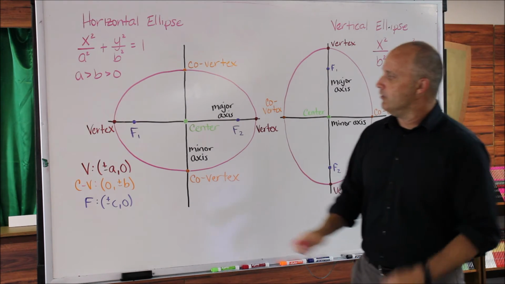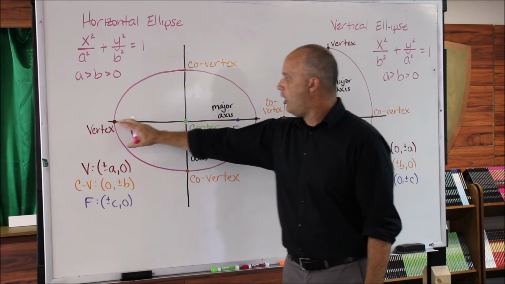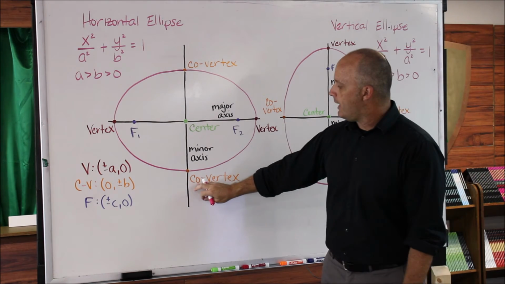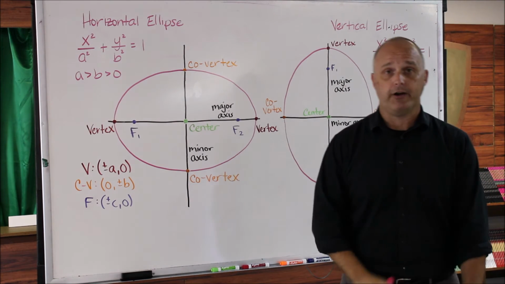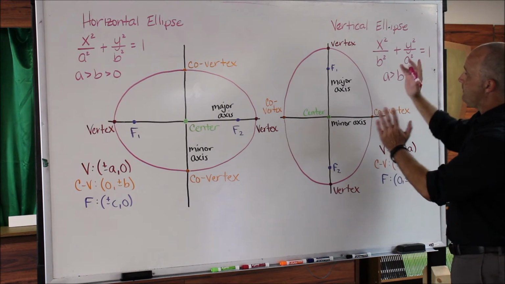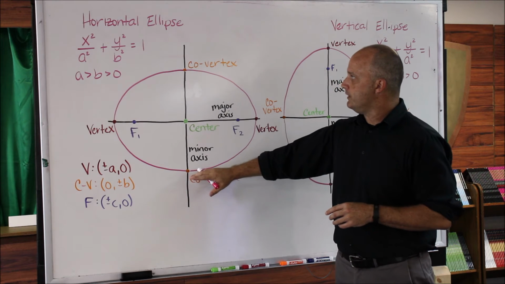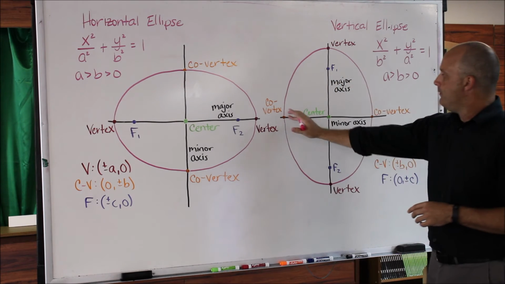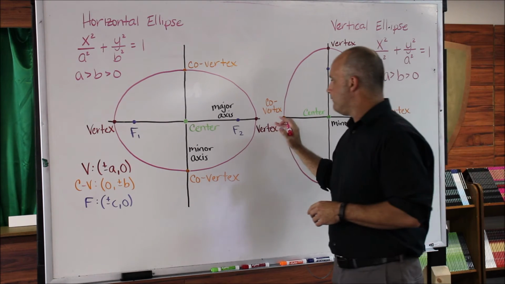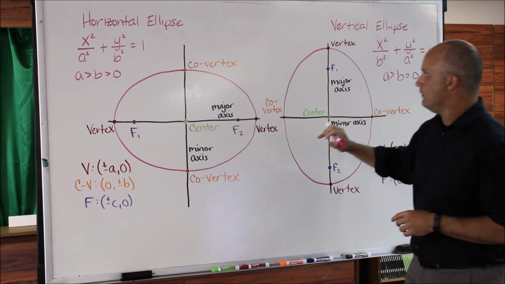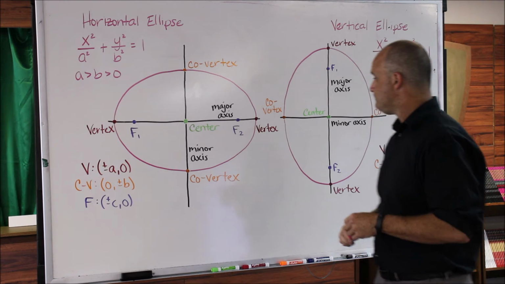Then the next big thing that we need to look at is the vertex. The vertex is going to be located on the major axis. Then you also have a co-vertex, or two of them, which are going to be located on the minor axis. Now, when we do this as a vertical ellipse, we basically just flip everything. So, since the co-vertices were on the y-axis this time over here on the vertical ellipse, they'll be on the x-axis. The vertices were on the x-axis on the horizontal ellipse. On the vertical ellipse, they'll be on the y-axis.